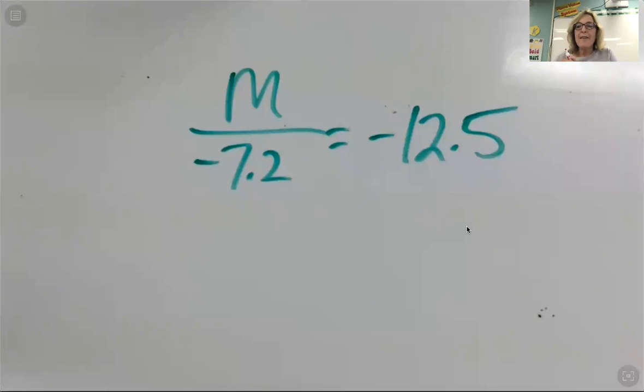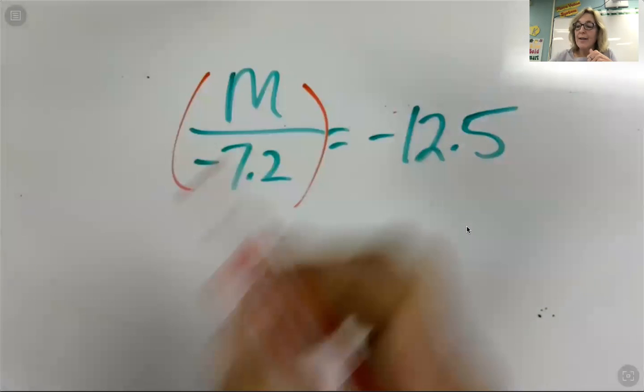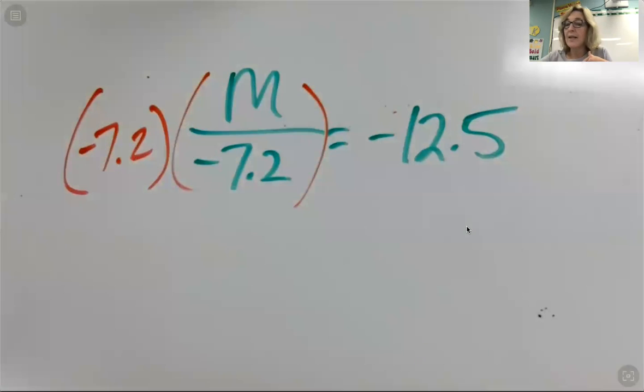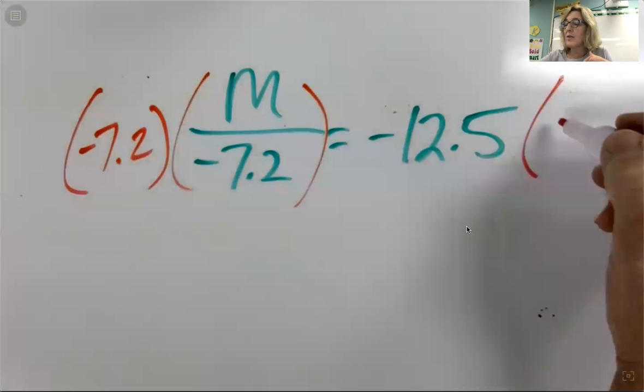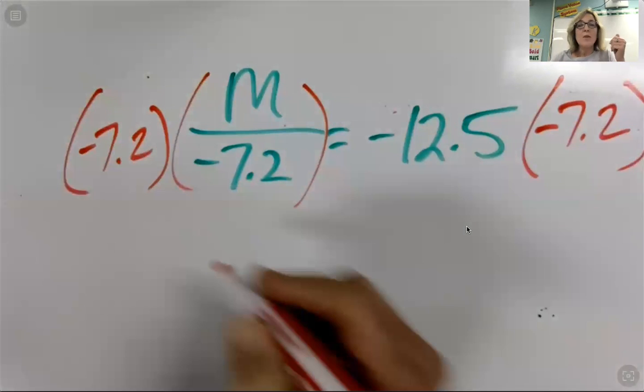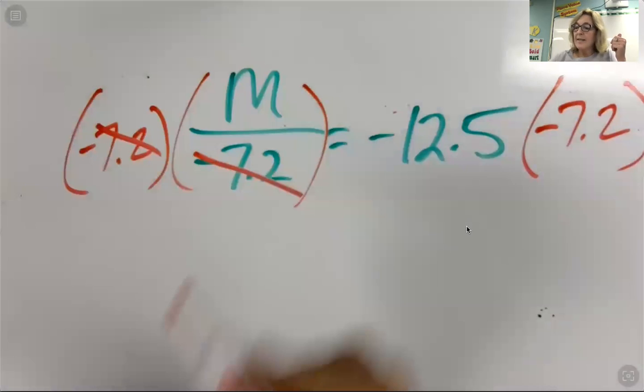Okay, in this problem, we have m being divided by negative 7 2/10, and that is equal to negative 12 5/10. So to isolate the m, we have to use multiplication because right now it's being divided by, and to offset that, we would multiply by the same quantity. So we will multiply that side by negative 7 2/10, as well as the other side of this equation by negative 7 2/10. So those would simplify away and isolate the m.